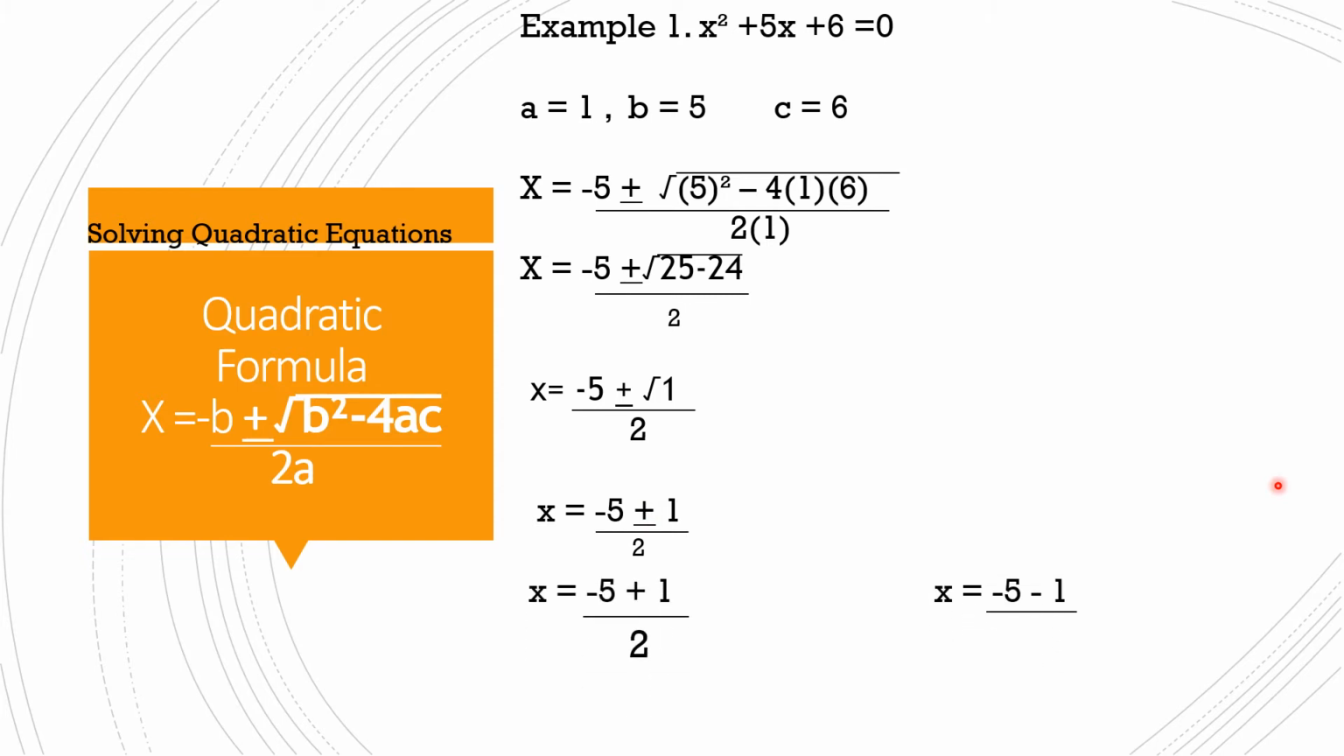Let's simplify first the one here. So this is negative 5 plus 1 over 2 is equal to negative 4 over 2, or negative 2. On the other side, negative 5 minus 1, that is negative 6 over 2, and that is negative 3.